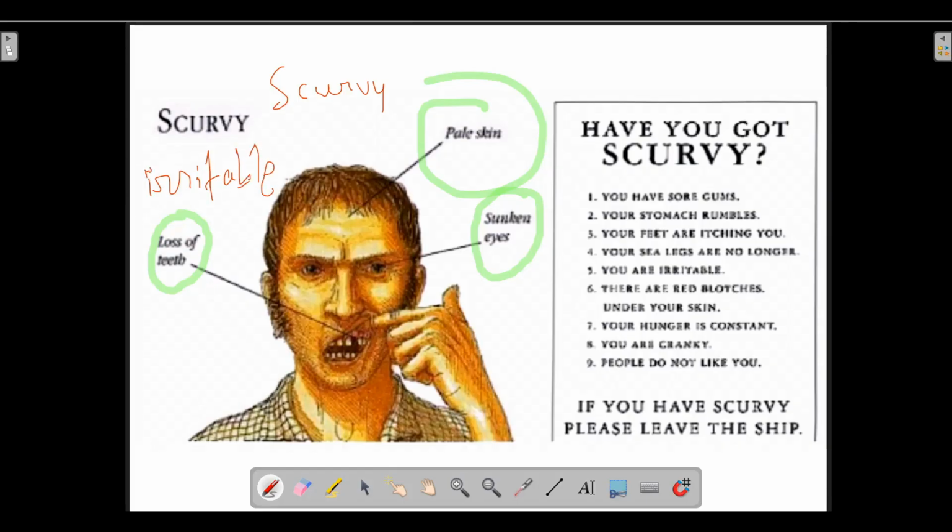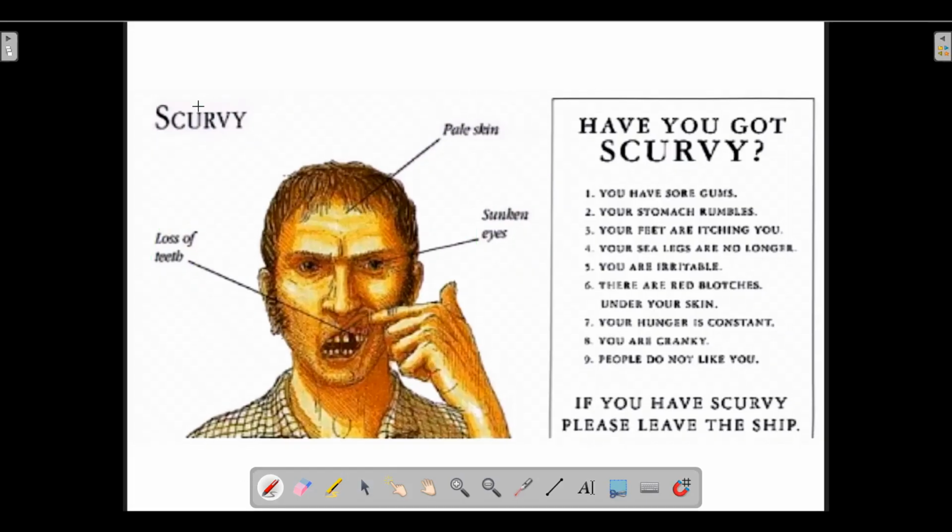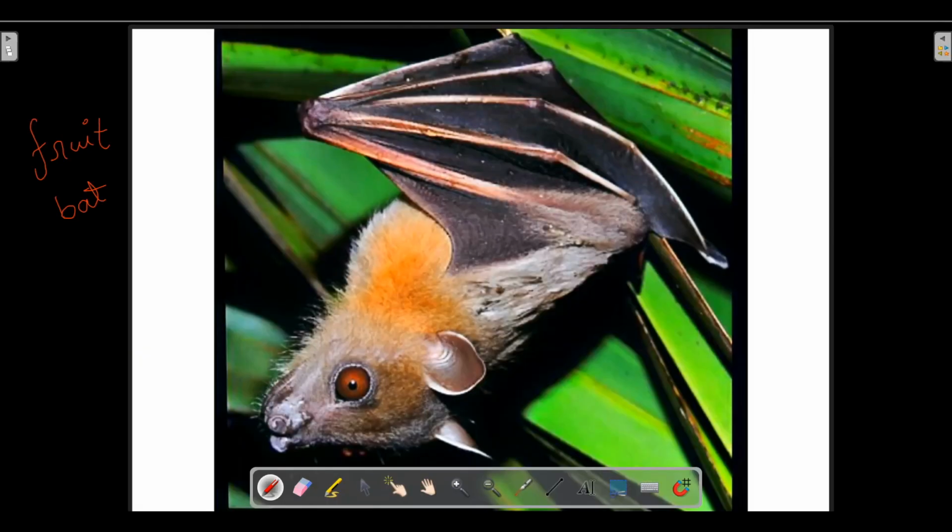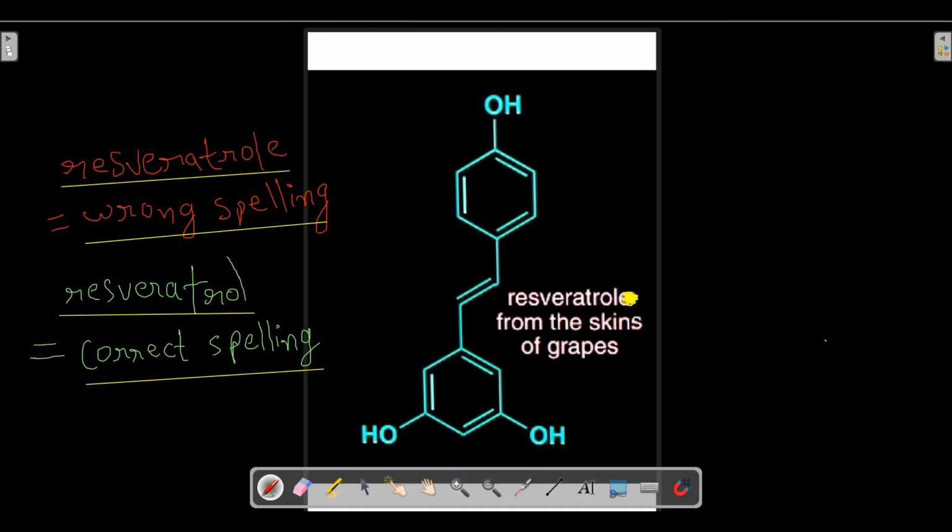Now what does it actually mean? It simply means that this is the deficiency of vitamin C. Scurvy is a deficiency disease, and it is caused by the deficiency of vitamin C.